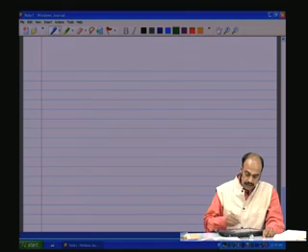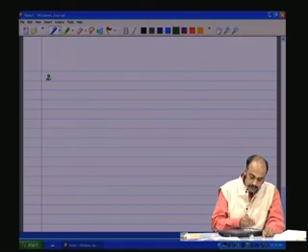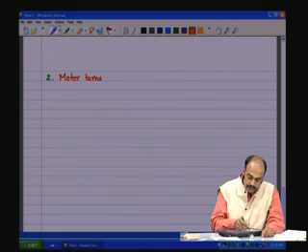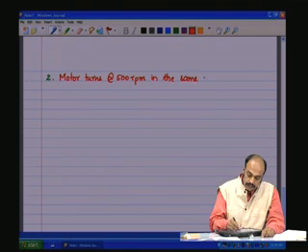Now let us take case 2. Now here we said that motor turns at 500 rpm in the same direction as the field.